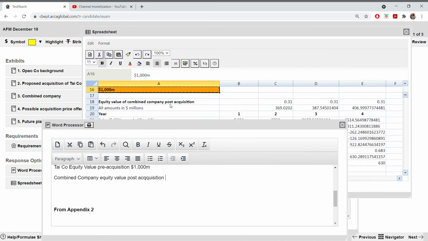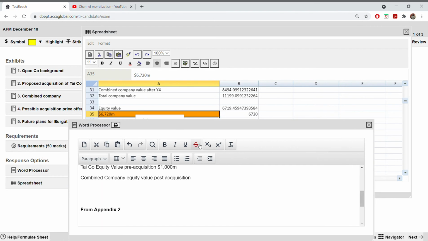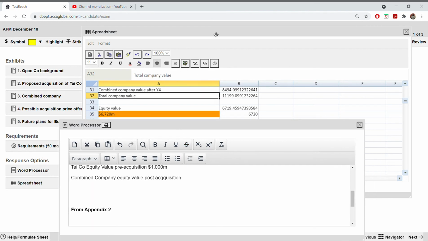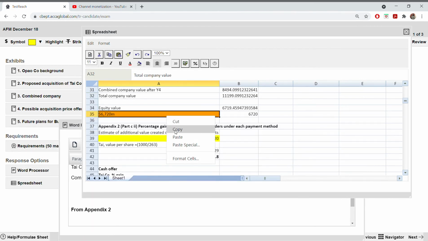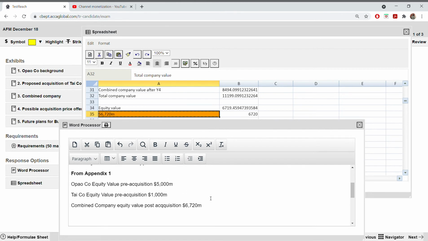What was the combined value post acquisition? This one. I'm not able to see the copy paste. The reason is okay. So copy paste. Okay, just see. Isn't it very easy? How simple it is. Already the report is there. I just have to fill it.